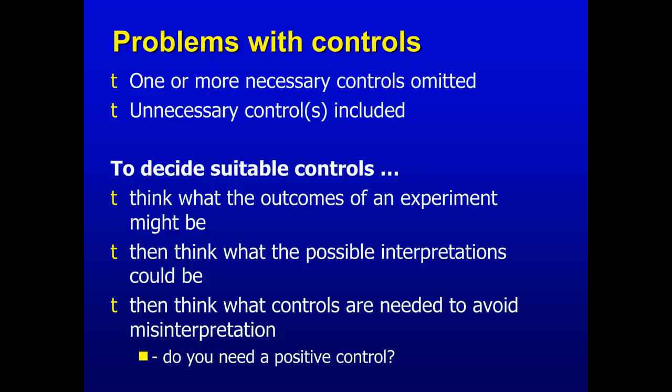And in particular, there are occasions when you have to say to yourself, is a negative a genuine negative, or is it due to some effect that is masking the effect of the experimental manipulation. And for those sort of things, you might need a positive control to show that there is an effect in the circumstances when you think there ought to be.